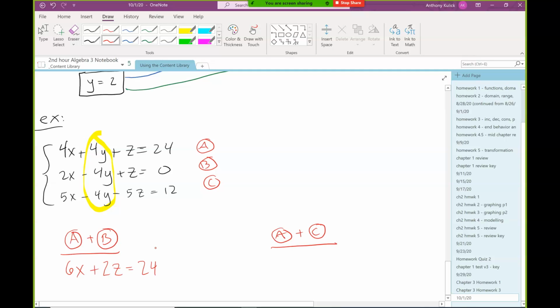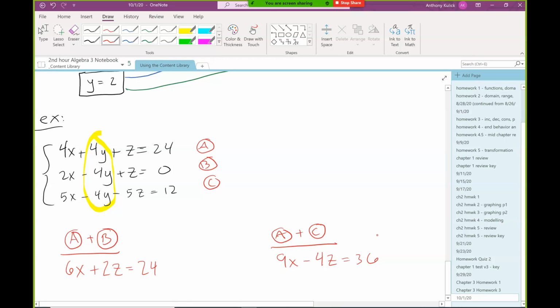Now if I add A and C together, 4x plus 5x gives me 9x. 4y plus negative 4y gives me 0. 1z plus 5z gives me negative 4z. And 24 plus 12 gives me 36.